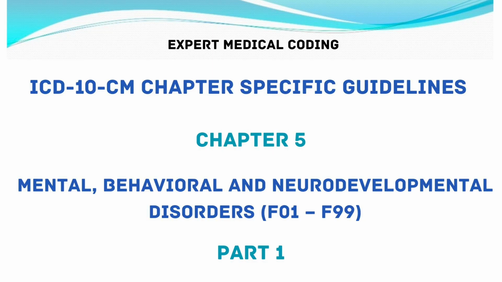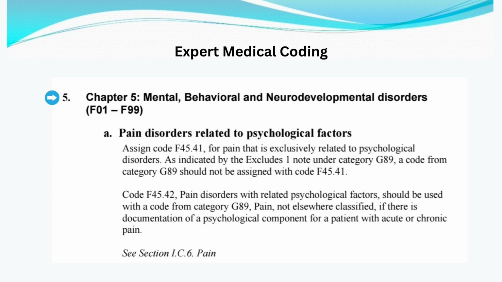In today's video, we're going to start Chapter 5 Guidelines Part 1. First, I'll walk you through the guideline and then I'll explain it in more detail. So let's get started with the guidelines. Chapter 5 Mental, Behavioral and Neurodevelopmental Disorders, which covers from codes F01 to F99. And here is the first guideline.